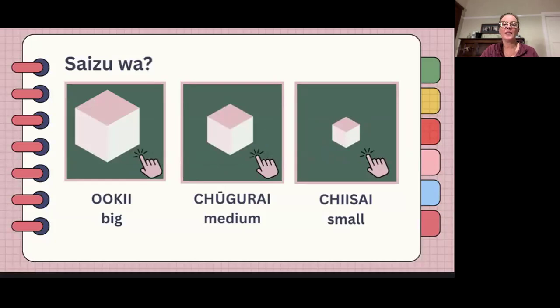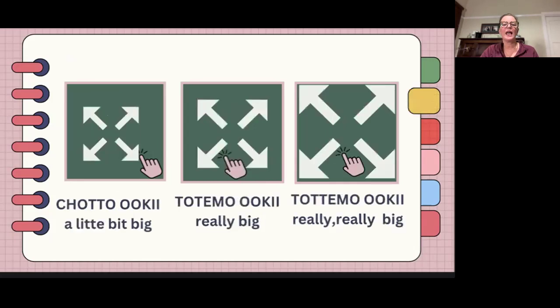Saizu wa ookii desu ka? Chugurai desu ka? Chisai desu ka? And again, depending on what the students choose, whether it's big, medium, or small, it will take them to another clickable link. So if we chose ookii, we would go to this slide, and again, it just extends a little bit further. Chotto ookii desu ka? Totemo ookii desu ka? Tottemo ookii desu ka?